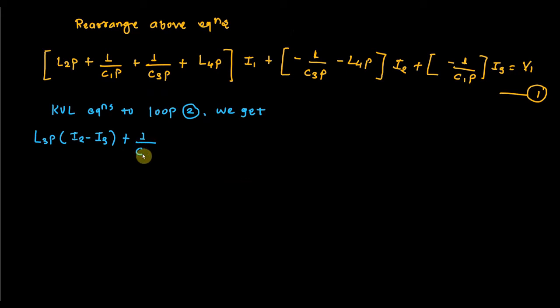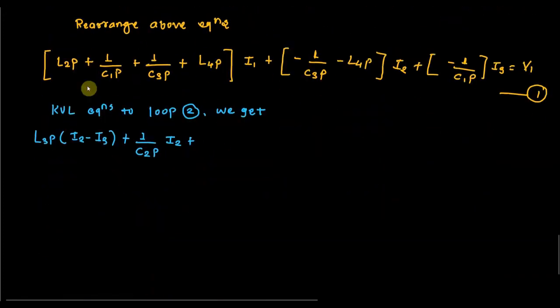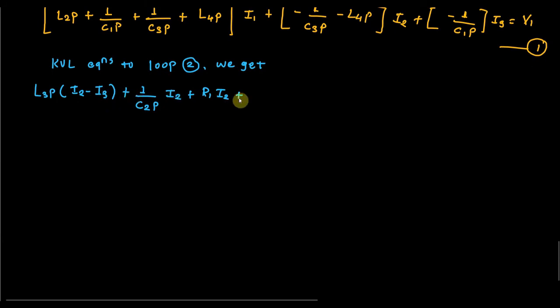1 upon C2P into I2 plus. What about the resistance? Resistance is I into R. So simply it is R1 into I2 plus. Now there is this inductor. So it is L4P (I2 minus I1).